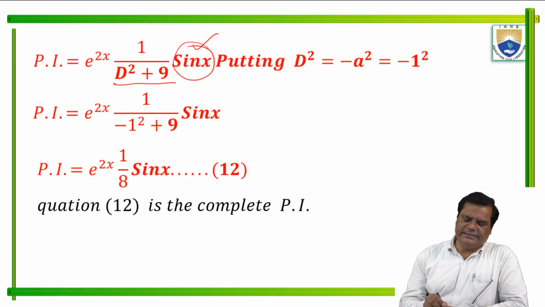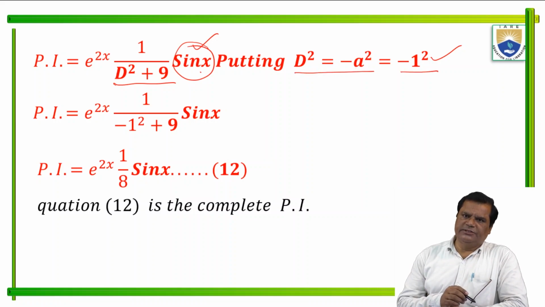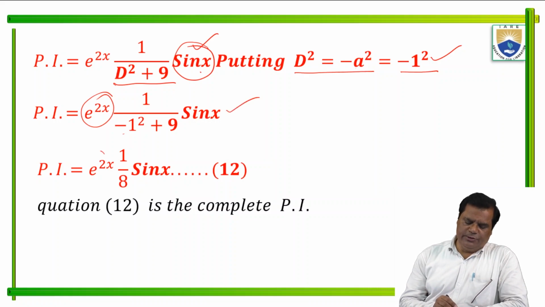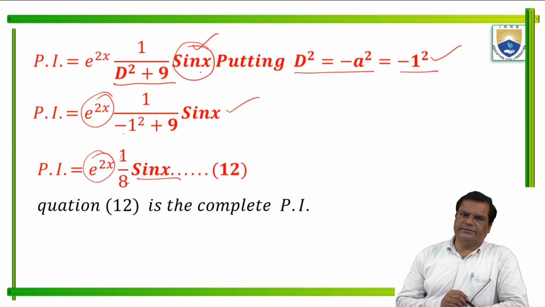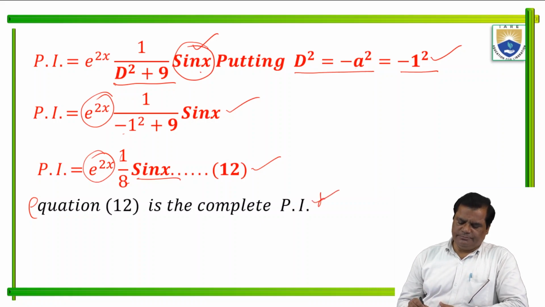What is the function here? It is sin x. So sin x means b is a, and I am taking a as 1. If I write sin x here, then this question is correct. So putting D square equal to minus a square, equal to minus 1 square. So e to the power 2x, putting D square equal to minus 1 square plus 9. So the particular integral is e to the power 2x, 1 by 8 into sin x. This is equation 12. Equation 12 is the complete PI of 1.